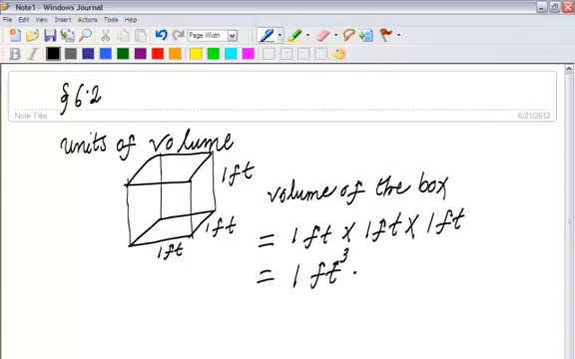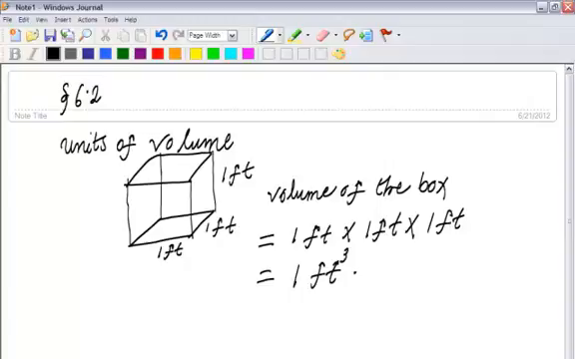So last time I told you what the units of length are: feet, inches, miles, meter, centimeter. And we saw that the units of area are meter squared, square inches, square feet, and so on, square miles. And when we looked into volume, volume is for three-dimensional objects. How much space do you have inside a three-dimensional object? So the volume has units which are cubic feet, cubic inches, cubic miles, and so on.